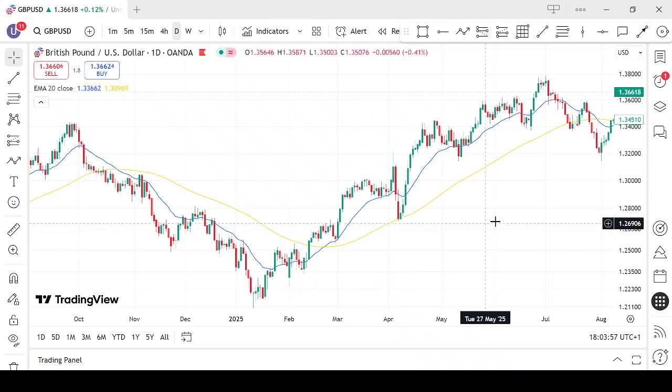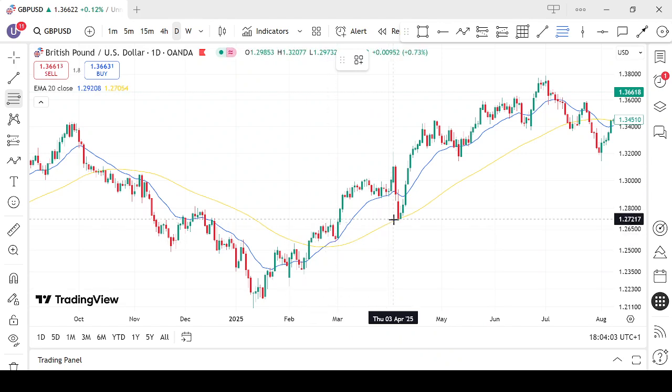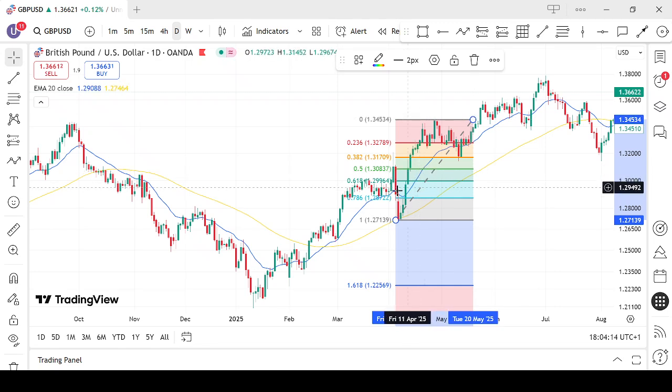Or you can make use of your Fibonacci retracement tool. You draw it from your swing low to your swing high. Then you watch out for levels such as your 0.382 level, that's your 38.2 level. You can watch out for your 50% level and your 0.618 level. These are the levels that when price gets to, you are expecting a reversal from that area.